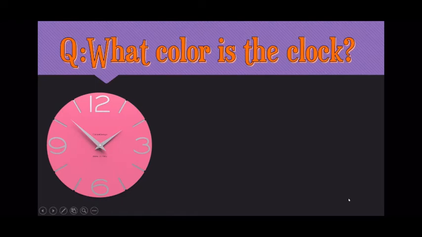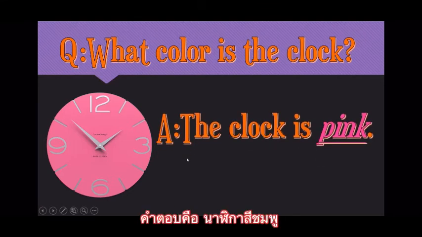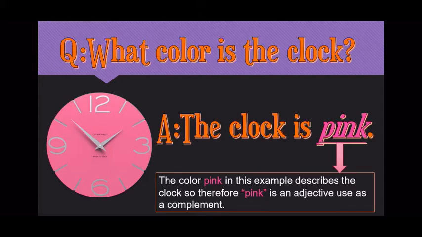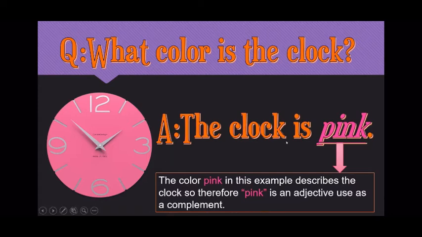Now let's take a look at another sentence with a question. So for example, here we have a clock and the question is, what color is the clock? So you look at the clock. What is the color? Okay, so the answer is, you have to say, the clock is pink. Now, pink in this sentence is a color that describes the clock, right? So therefore, pink is an adjective used as a complement. Okay. So the clock is the subject. Pink is the predicate.